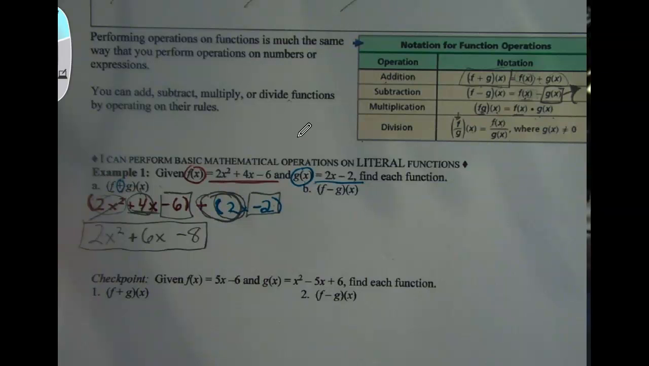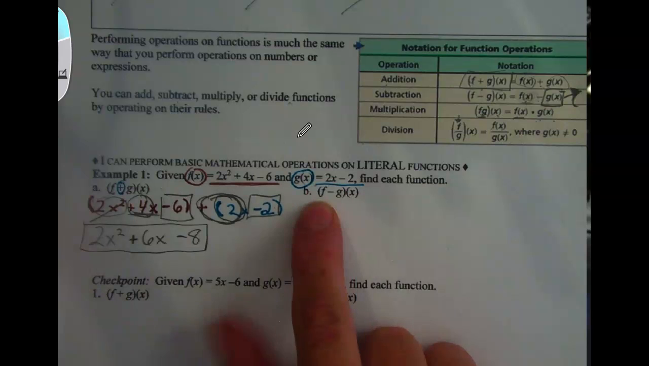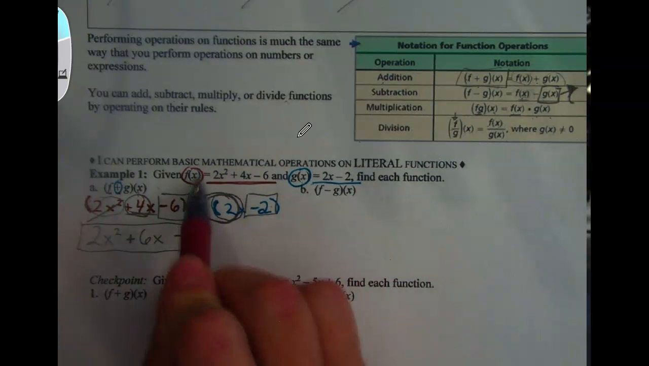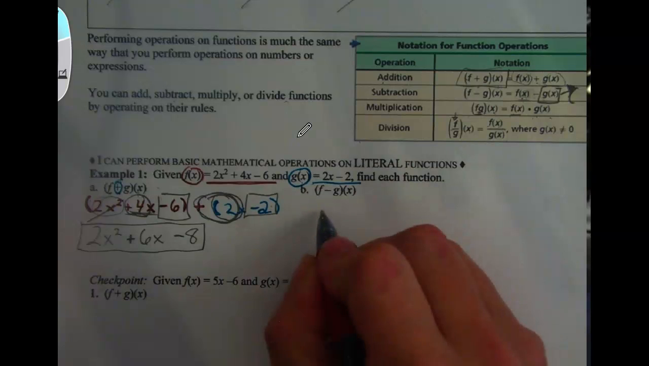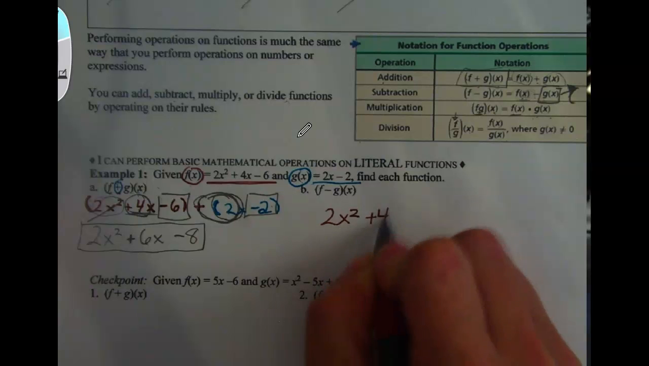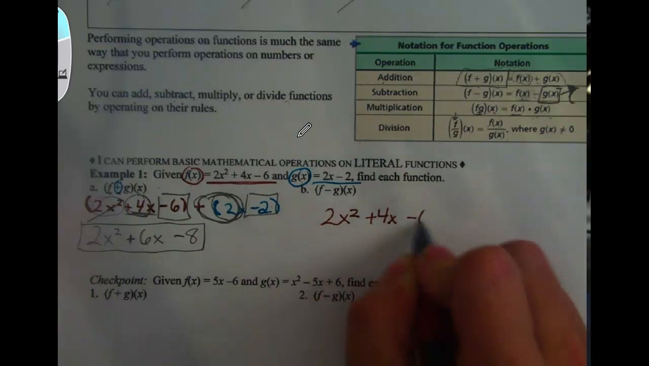Okay, let's move to the subtraction one. This is the one where it matters for the parentheses, and that we also have to think back to the distributive property or changing signs. So again, this first one, it wants me to take f of x minus the g of x. So I'm going to go back and I'm going to look. My f again is in, I use this burgundy color. So I'm going to take this first one and I'm going to take 2x squared plus 4x and then minus 6. That's my first one.